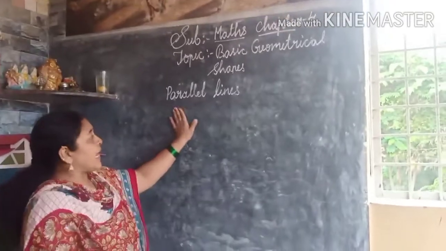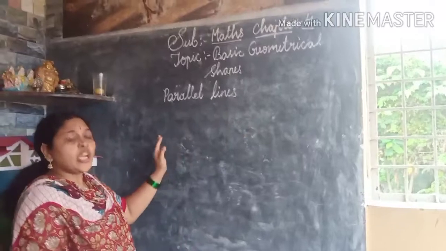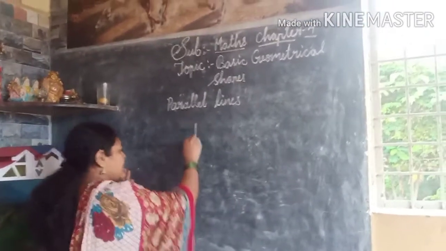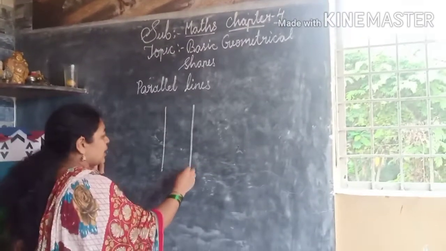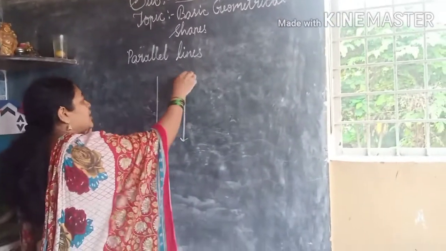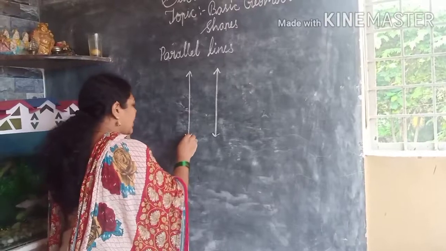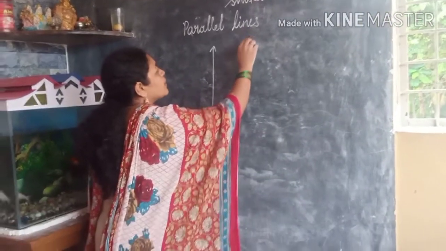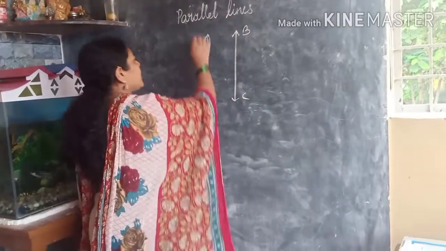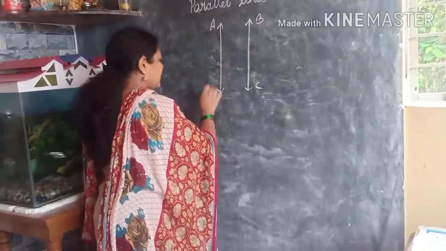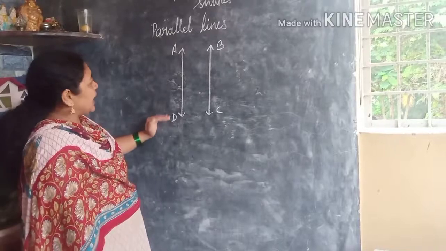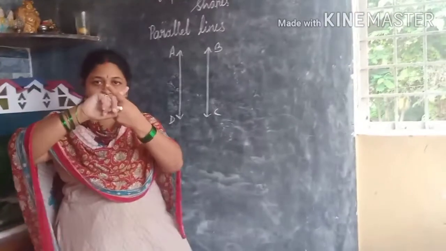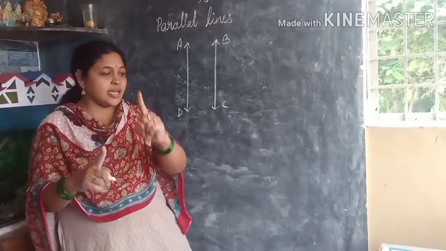Second one is parallel lines. So we saw what intersecting lines are. Next we will move on to parallel lines. When the lines are like this, that is, they don't touch each other, these lines are called parallel lines. Let us take BC and AD. So AD and BC are parallel lines. Here they are not crisscrossing, they are standing equal, isn't it?